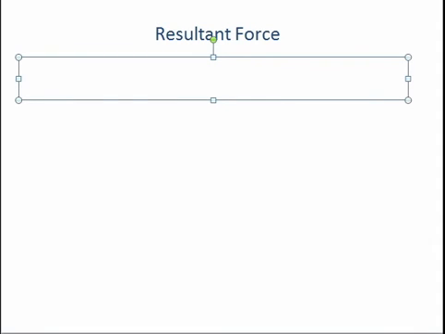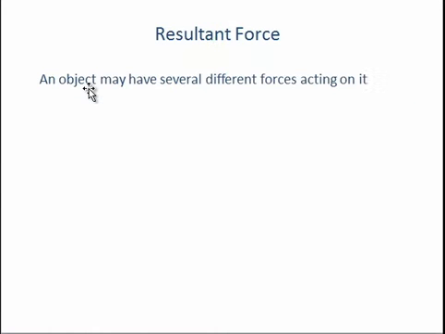Hi, so in this video we're going to be going over the AQA GCSE additional physics topic of resultant force. If you think about an object, you will understand that there may be several forces acting on it all at the same time, such as a ball rolling down a hill has the force of gravity bringing it down the hill, but it may have other forces such as the wind blowing it in different directions.